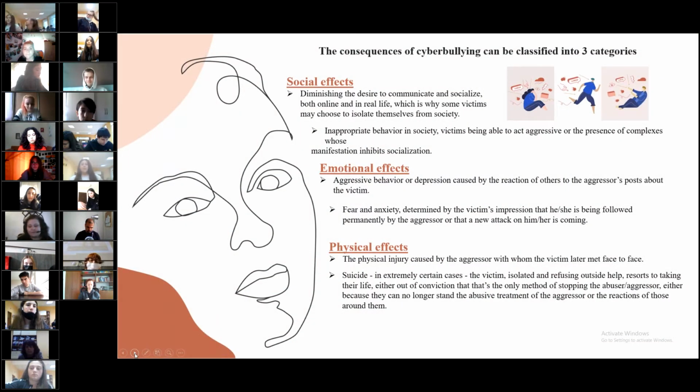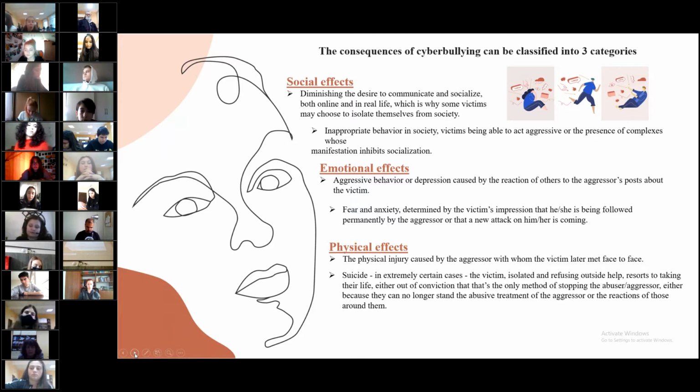The consequences of cyberbullying can be classified in 3 categories. Social effects. Diminishing the desire to communicate and socialize, both online and in real life, which is why some victims may choose to isolate themselves from society. Inappropriate behavior in society, victims being able to act aggressive or in presence of complexities whose manifestation inhibit socialization.